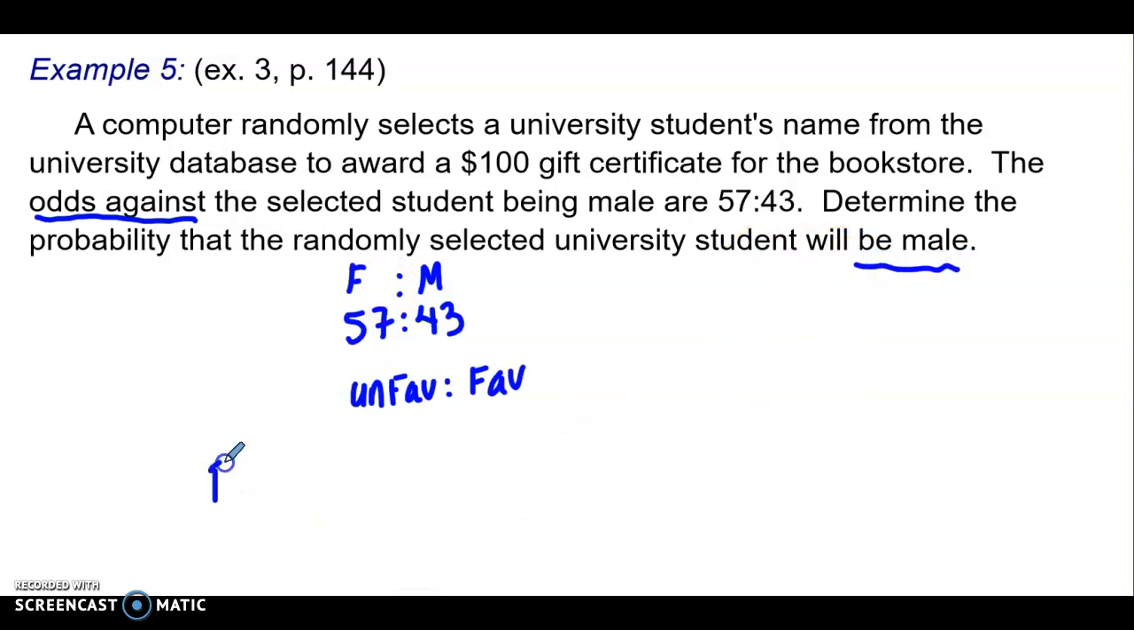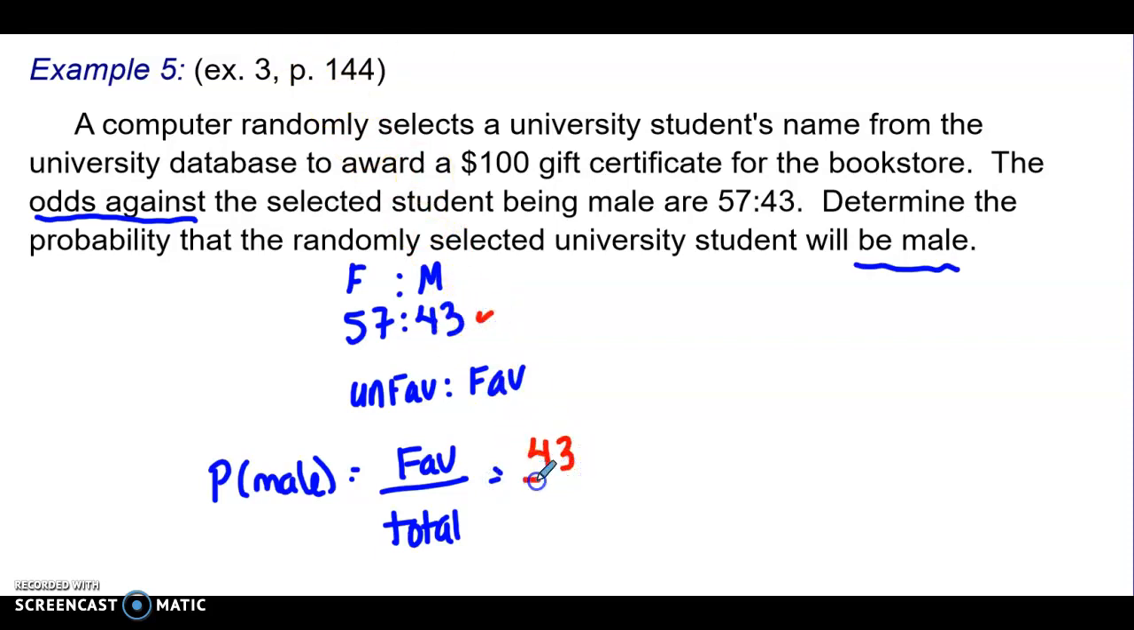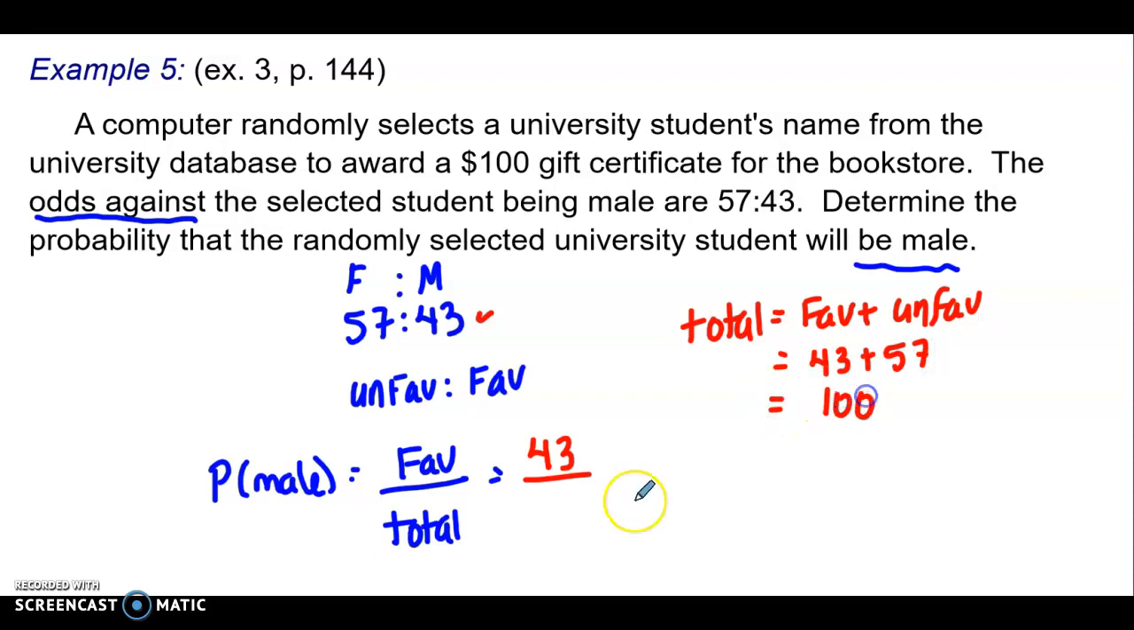So we're looking for the probability of being a male. Probability is favorable over the total. Our favorable outcomes is 43. And to find our total outcomes, they are the favorable plus the unfavorable. 43 plus 57. There are 100 in total. So 43 out of 100. Probability of being a male is 43 out of 100.